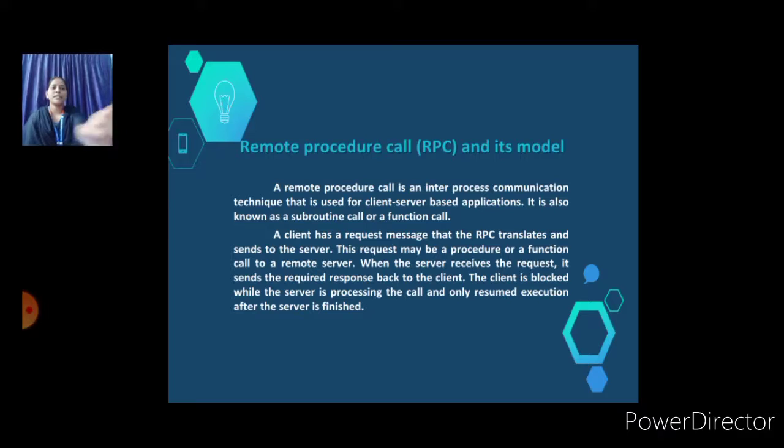What is a remote procedure call? A remote procedure call is a function which exists in a remote location or on a remote computer. A remote procedure call is an inter-process communication technique that is used for client-based applications. It is also known as a subroutine call or a function call.